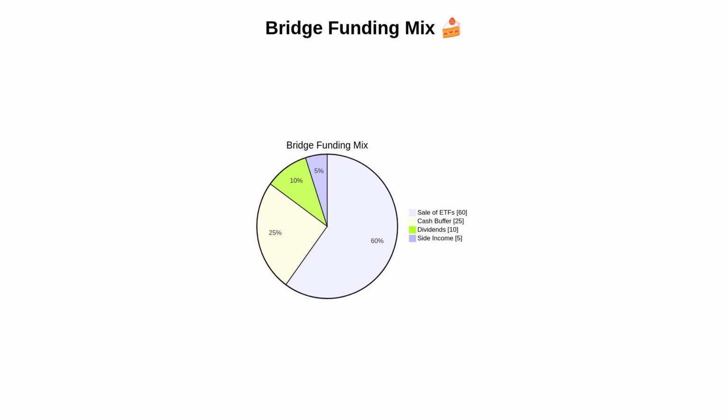This pie chart shows a hypothetical funding mix for an income bridge year. In this example, 60% comes from selling exchange-traded fund positions, 25% from an existing cash buffer, 10% from dividends, and 5% from side income. Your mix will vary by portfolio, risk tolerance, and market conditions.